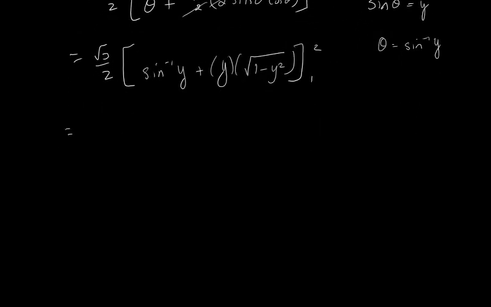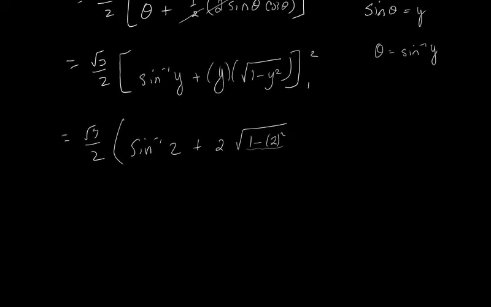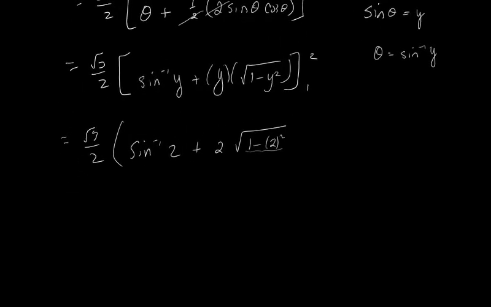And I can evaluate that. So this is root 3 over 2 times the inverse sine of 2 plus 2 times the square root of 1 minus 2 squared. You guys, I don't know where 1 and 2 came from. I was just looking at this like, uh-oh, that's a problem because I can't have a negative number under the radical, right? But then I go back and look and it's like, wait a minute, no, I was supposed to evaluate this from 0 to 1. So I apologize. I'm not sure where 1 and 2 came from. It should be 0 to 1. There, that's better.